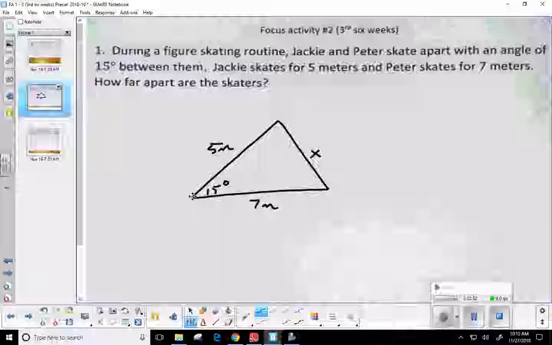Now, am I going to be able to use law of sines or law of cosines? Why can't I use law of sines? There you go. Remember, we need a pair: you need an angle and the side length across from that. So I need somebody to give me an equation that I can use to find x. Who can help me out with that? Okay, Christian.